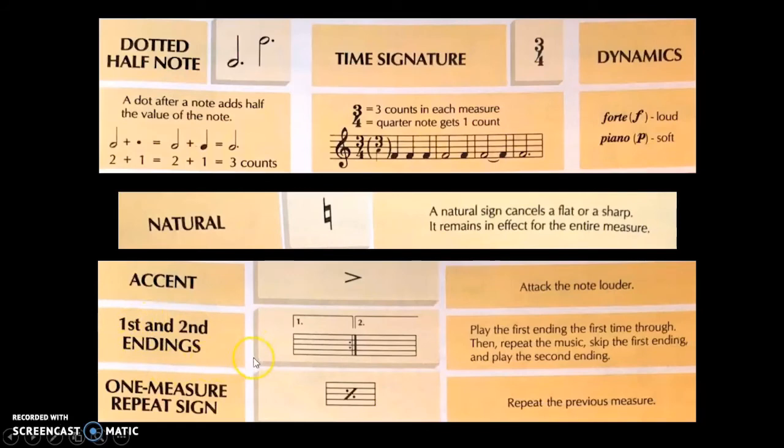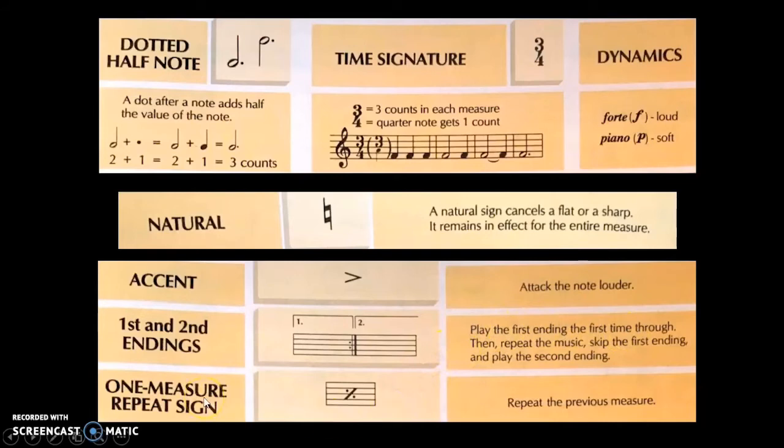First and second endings. You play the piece of music until you get to the repeat sign. You go back to the beginning, and since you played that part of the music in the bracket that says 1, the second time you skip that and you play the bracket that says 2, and it either ends there or you keep going and play the rest of the music.